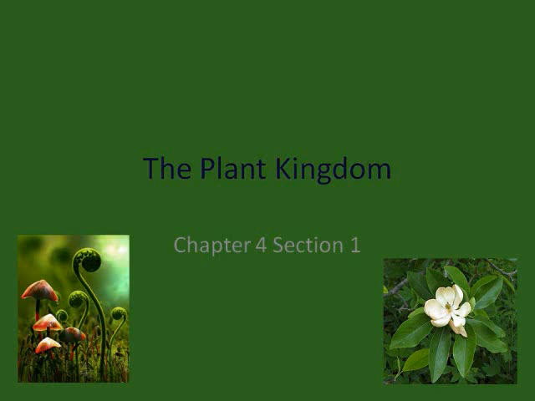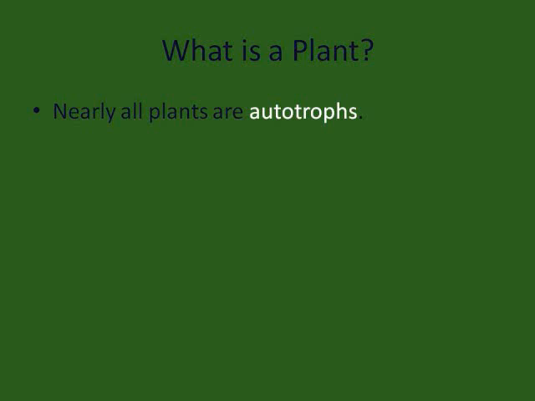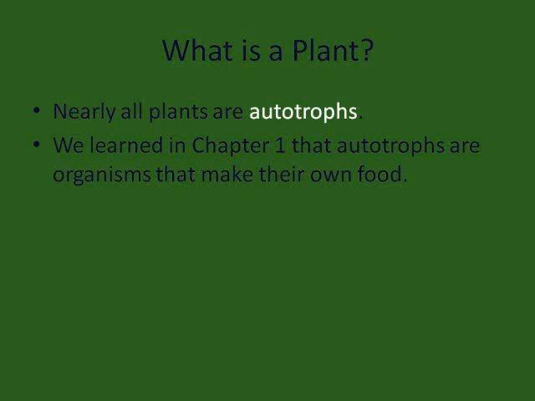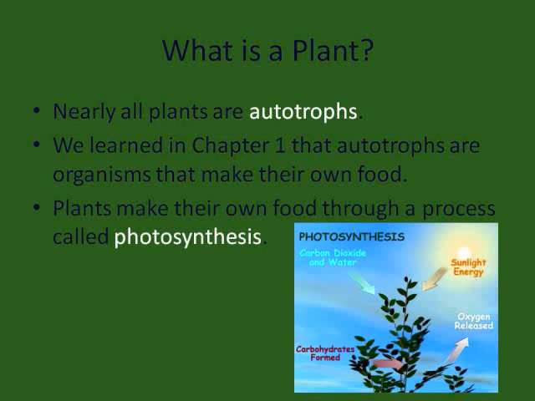The plant kingdom. So far, we have focused on mostly unicellular plants. In this chapter, we will discover more complex plant systems and structures. Nearly all plants are autotrophs. We learned in Chapter 1 that autotrophs are organisms that make their own food. To make their own food, plants use a process called photosynthesis, where carbon dioxide gas and water are used.